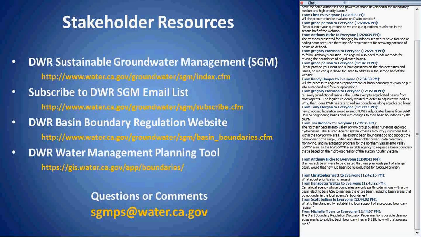For example, this has already occurred on our GSA notification website. There's a list of those GSAs that have already been formed. There are seven groundwater basins in San Francisco County, very low priority basins, and the San Francisco Public Utilities Commission has formed a GSA for all of those very low priority basins in San Francisco County, with the intent, I believe, to develop a GSP for one of those basins.